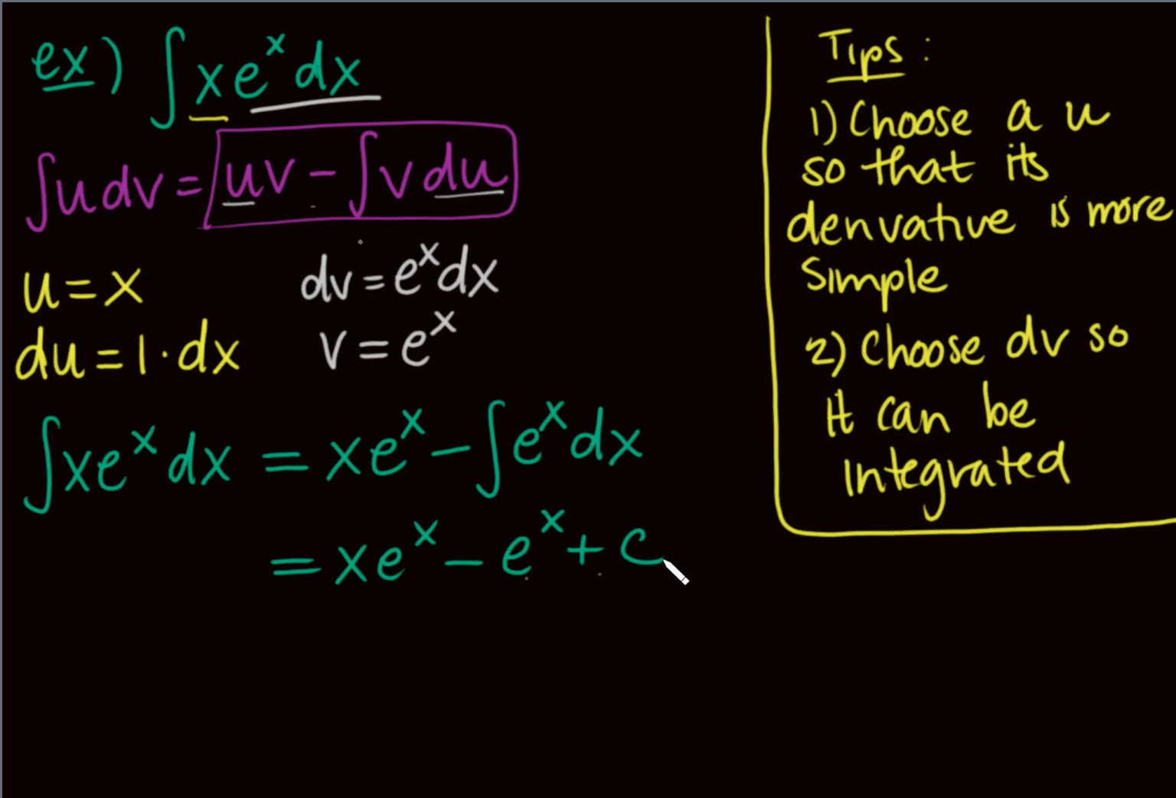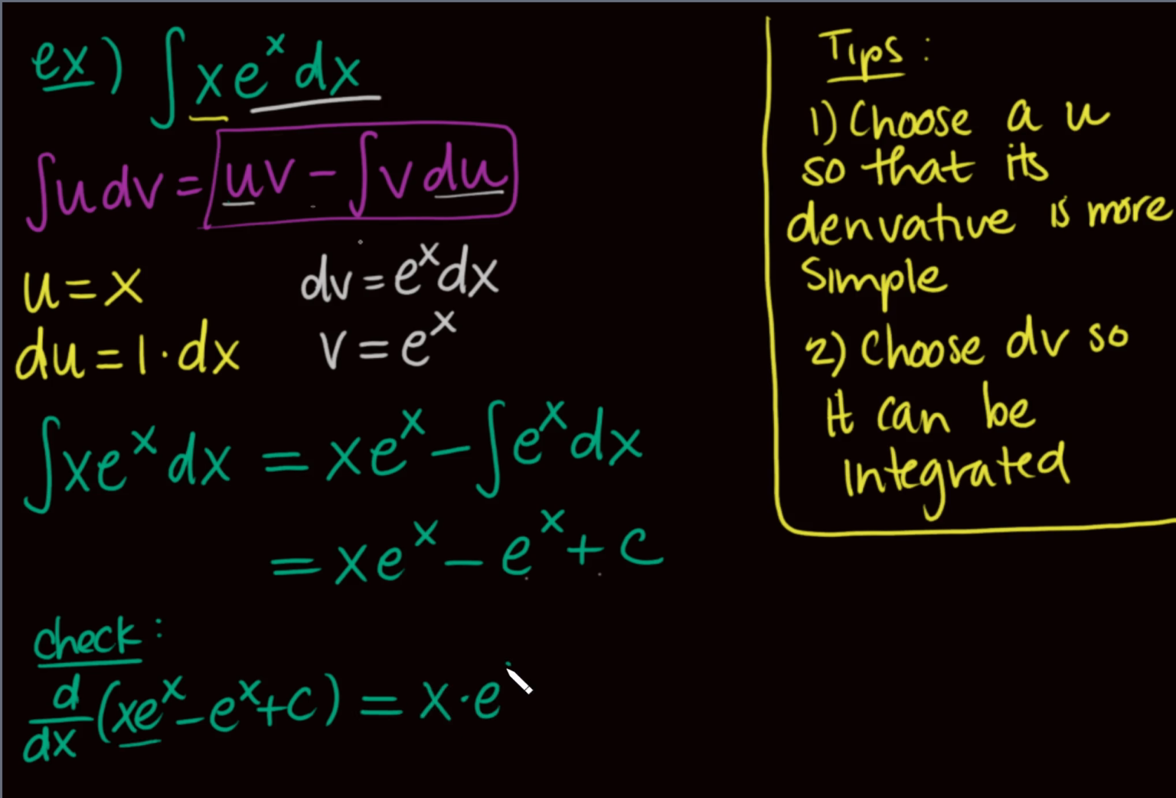So this, my friends, can I say we're friends? I don't know about that, but this right here is the antiderivative of x e to the x. And notice it would involve a product rule. So if I check myself here, and I take the derivative of x e to the x minus e to the x plus c, I get the product rule right here.